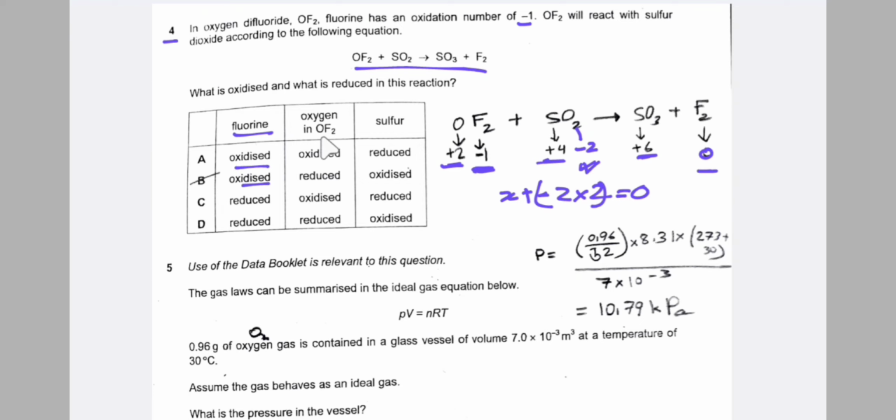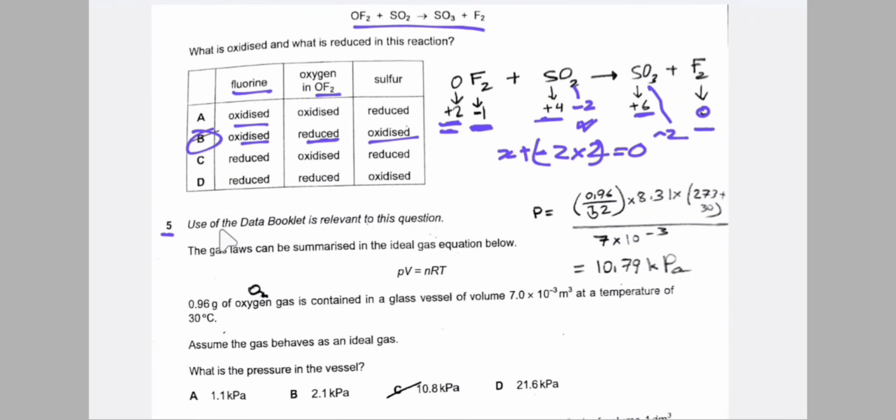Then for oxygen in OF2, oxygen is +2, and after the reaction it becomes -2. That means it is reduced. And sulfur is +4 and it becomes +6. That means it is oxidized. So the correct answer is B.